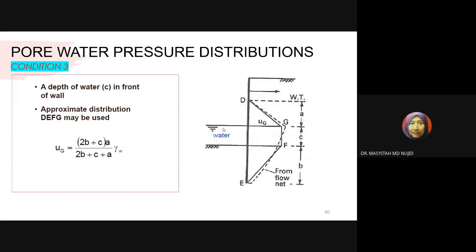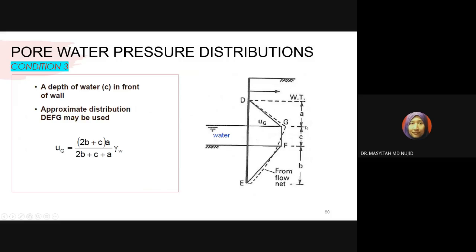DEFG may be used by calculating the water pressure, considering the flow net diagram here. The flow net diagram is presented by the equation 2B plus C times A over 2B plus C plus A, all of this multiplied by 9.81.